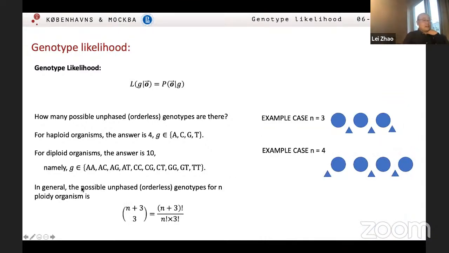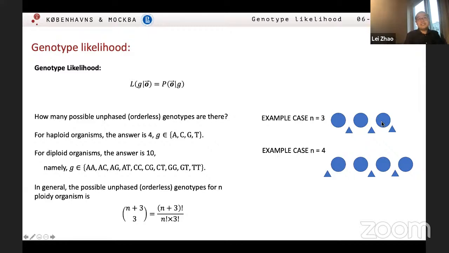In general, suppose you have an organism with ploidy N, then the number of genotypes you need to calculate is N plus 3 choose 3. I can give you an idea of how to calculate it. For the ploidy 3 case, you try to align 3 same circles and 3 same triangles.